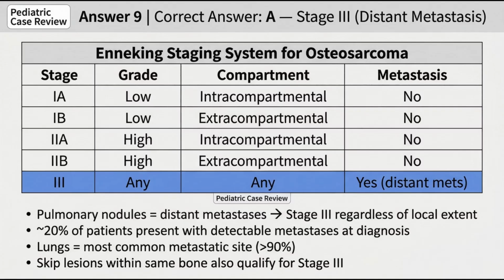Approximately 20% of osteosarcoma patients present with detectable metastases at diagnosis. The lungs are the most common metastatic site, accounting for over 90% of distant spread. Skip lesions within the same bone also qualify as stage 3 disease.